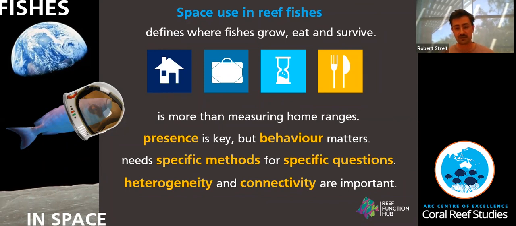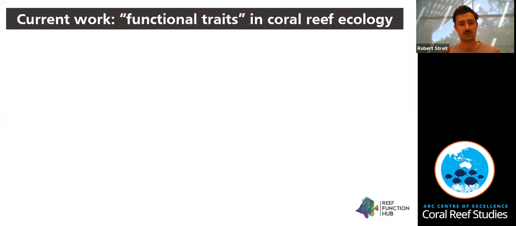And yeah, this is what I did in my PhD, and I'm hoping to do a bit more on some of these aspects. Like I'd like to do a bit more on that video and the functional feeding maps. But what I'm doing right now is far more theoretical, but still related. So right now I work on functional traits in coral reef fishes. And that's a very good buzzword.